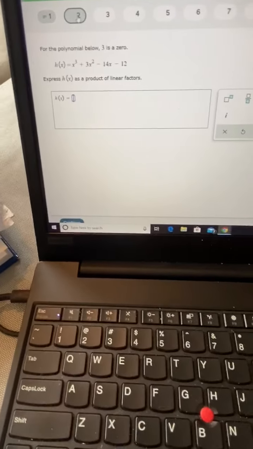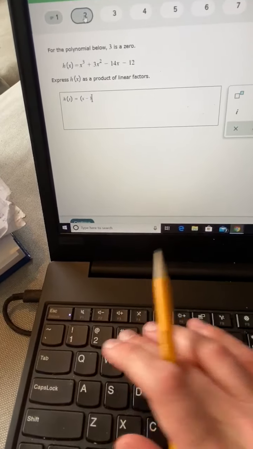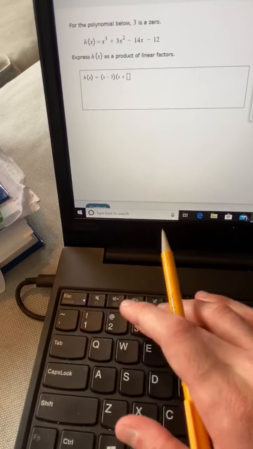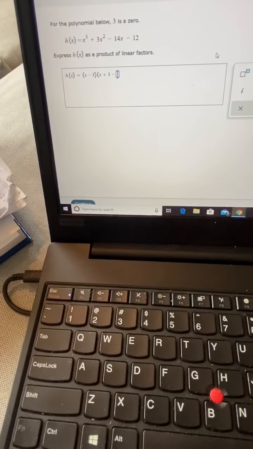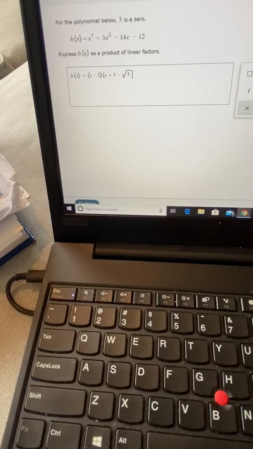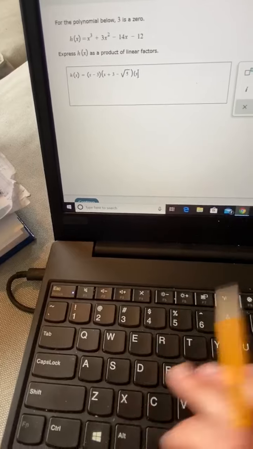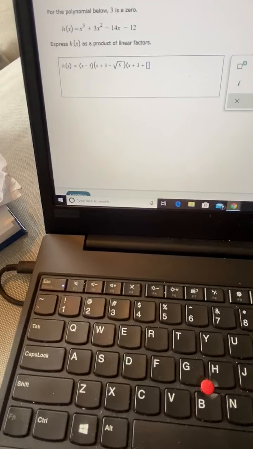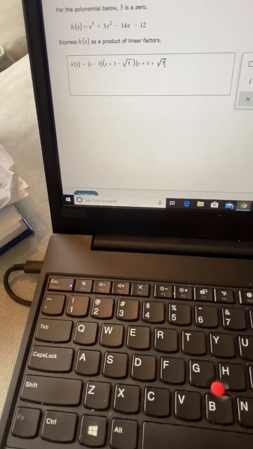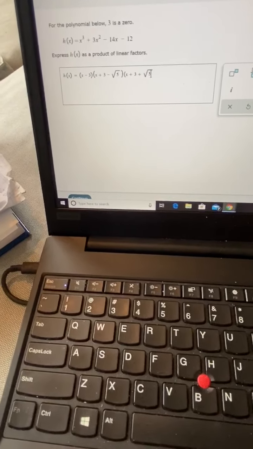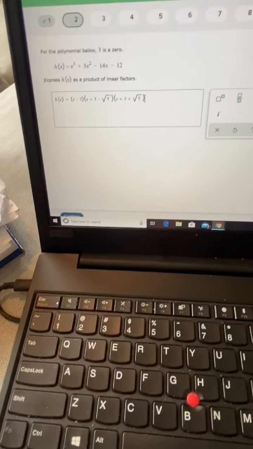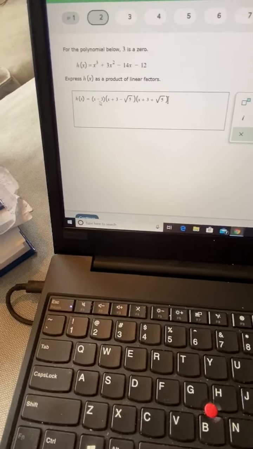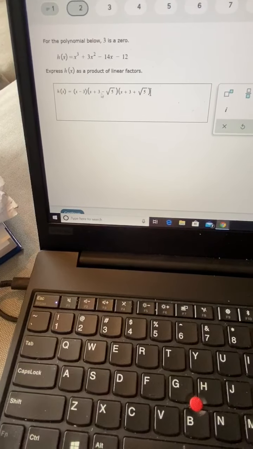So to input that, we do x minus 3, and we do x plus 3 minus radical 5, and we do x plus 3 plus radical 5, and our end parentheses there. Okay, and there it is. So product of linear factors, again, the reason we use that word linear is because if you look inside each parentheses, you just have an x term, like a linear function.